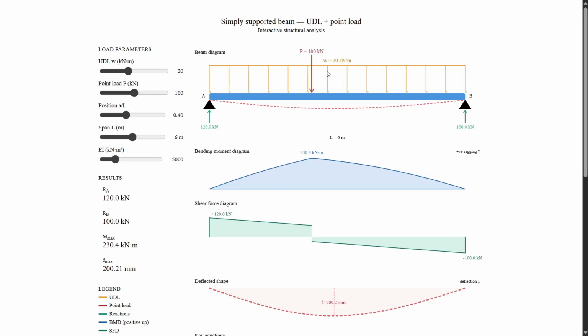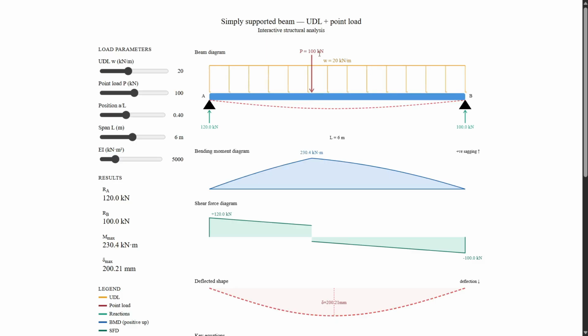So let's talk about the beam setup first. So here is the beam. It's simply supported, meaning it rests on a pin at point A at the left and the roller at point B on the right. As we know, the pin prevents both horizontal and vertical movement, while the roller only prevents vertical movement. Together, they make the beam statically determinate, which means we can solve everything just using equilibrium equations, like sum of vertical force, sum of horizontal force, and the sum of moment equals 0.